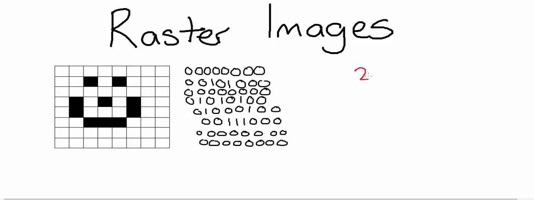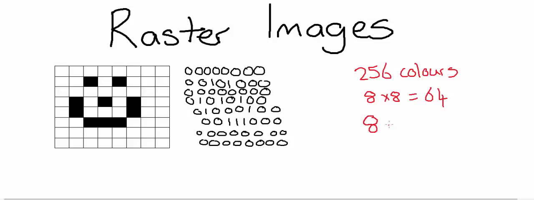If we decided to have a colour depth of 256 colours per pixel, then we can work out how many bits we would need in order to store that image. So we know that this is an 8x8 grid, so therefore there are 64 pixels. And we also know that we're going to need 8 bits per pixel, because if we have 8 bits, then we can have 256 possible variations ranging from 8 zeros to 8 ones. So we can do 8 by 64, which equals 512, so therefore we need 512 bits in order to store this image.